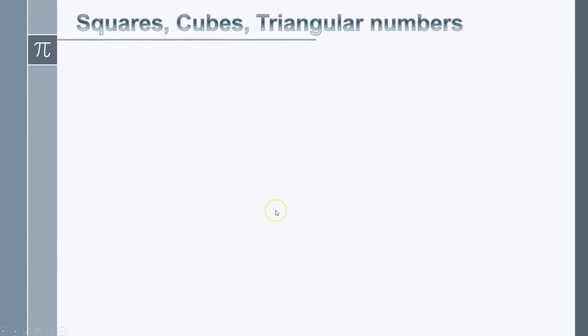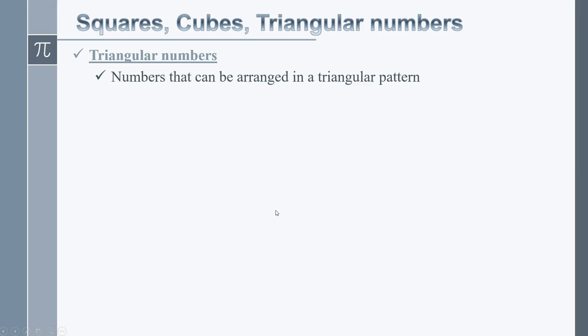Right, and then the third set of numbers are the triangular numbers. Again, similar kind of deal, we can arrange them in a particular pattern, and this time we're going for a triangular pattern. There's 1 again, so 1 is a cube, a square, and a triangular number. And there's my triangular pattern for the next one.